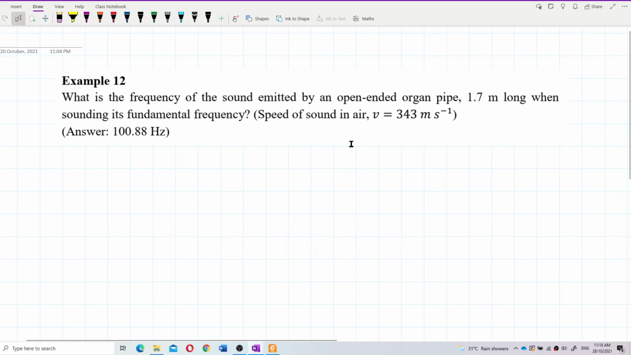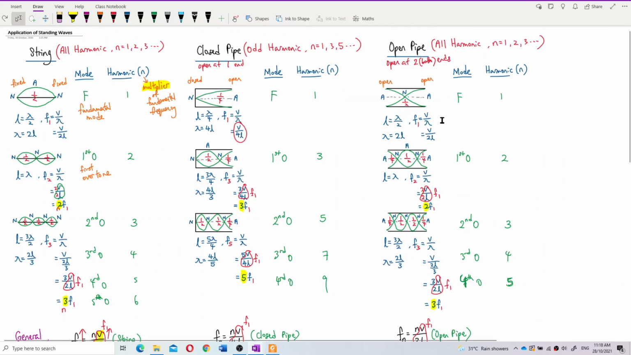Okay, so now let us identify, is this string or closed pipe or open pipe? Which case is this? It is an open-ended organ pipe. This is an open pipe. If open pipe, then the fundamental mode is this shape. It has two open ends, so it has two antinodes at the two open ends.